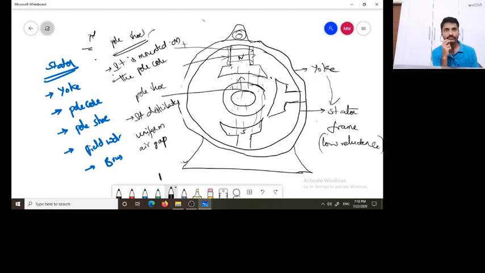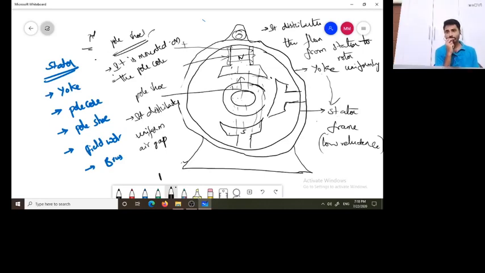It distributes the flux from stator to rotor uniformly. Okay, so this is the major point. Understood? So what is the main purpose of the pole shoe? It distributes a uniform air gap, so that it distributes the flux from stator to rotor uniformly, and it is mounted on the pole core.